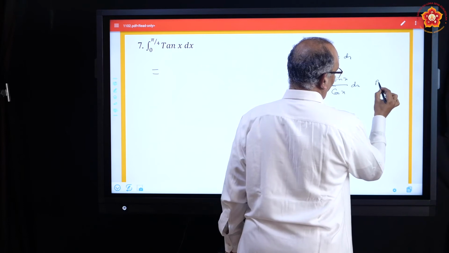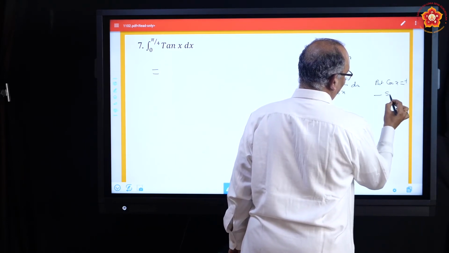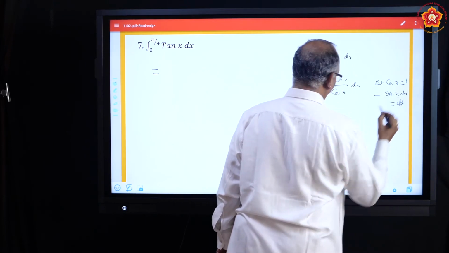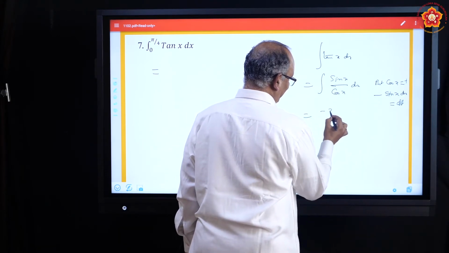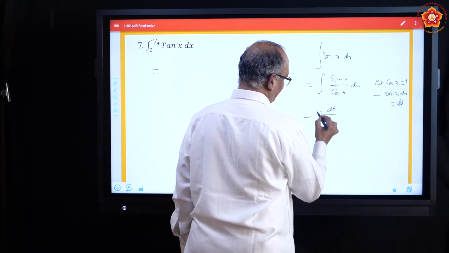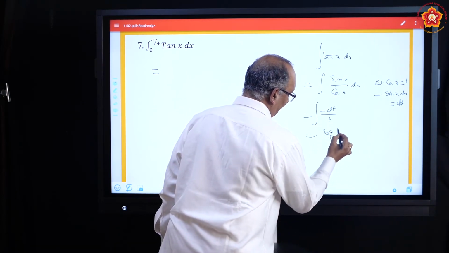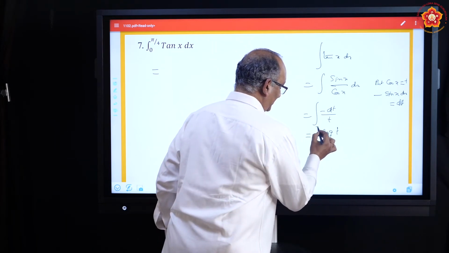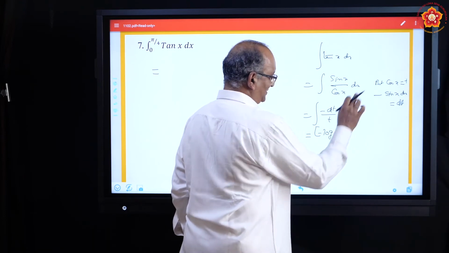We take cos x as t, we get minus sin x dx equal to dt. So as a result, sin x dx can be written as minus dt by t. And what is integral of 1 by t? It is log t. Remember, it is minus log t. Substitute the value of t. Remember, you will get plus c also.